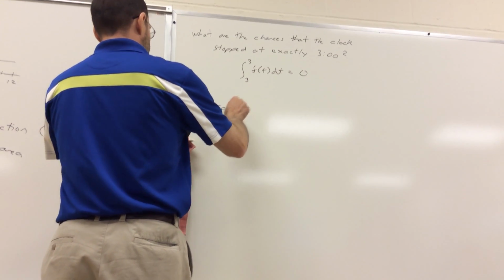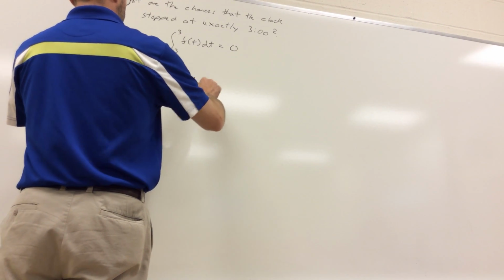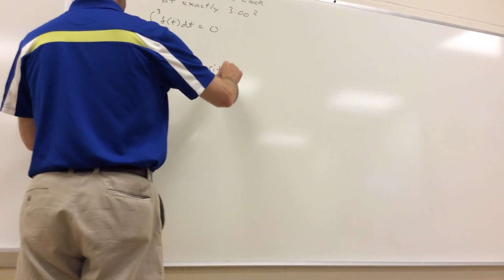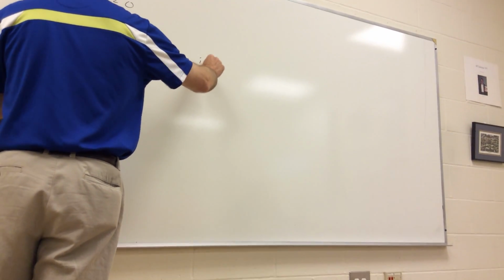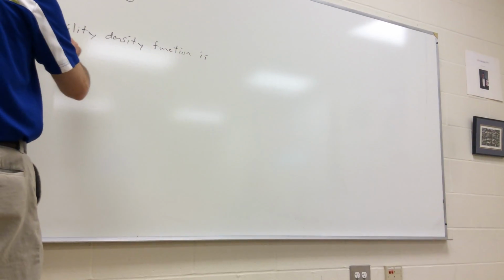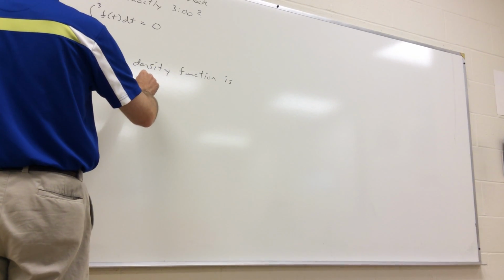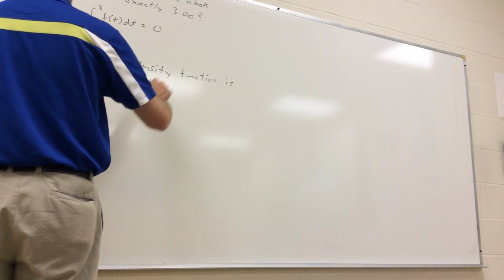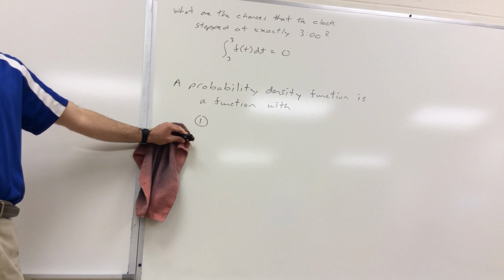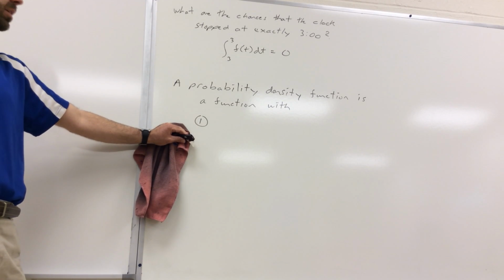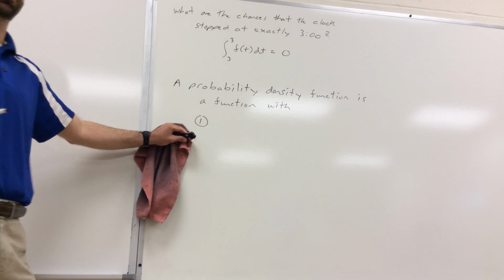A probability density function is a function that meets two requirements. The first requirement is all of the heights have to be bigger than or equal to 0.